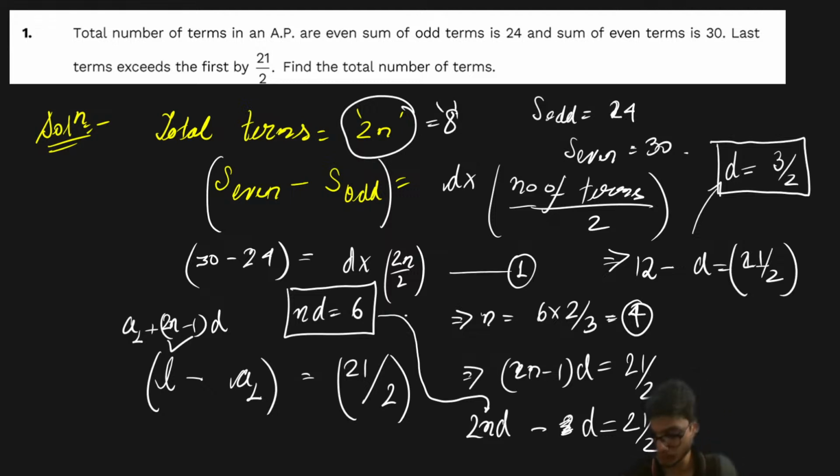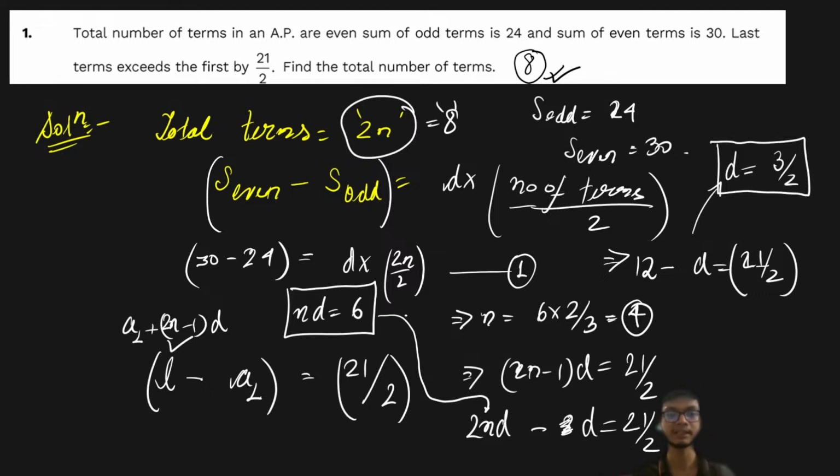I hope this is clear to all of you now, right? So the answer to this particular problem is that the number of terms is 8. The total number of terms in this AP is 8.